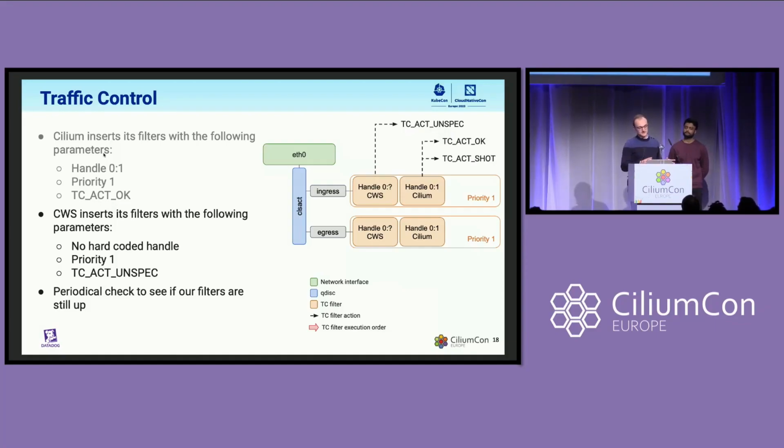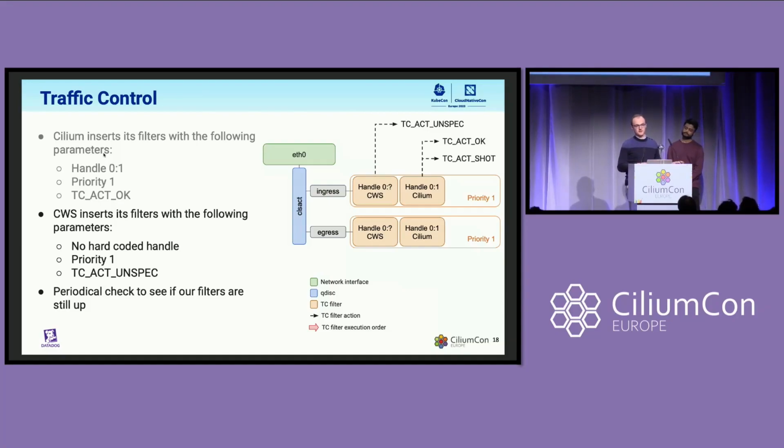We didn't hard code any handles because we didn't want to choose one specific number, since Cilium is only one CNI out there, and other people could be using other handles as well. And we made sure to always insert TC act and spec to be sure that Cilium would make the ultimate decision when it comes to network packets, and that would be pretty much it in theory.